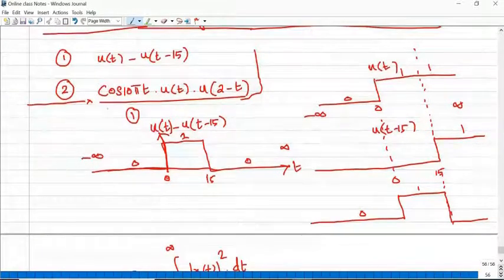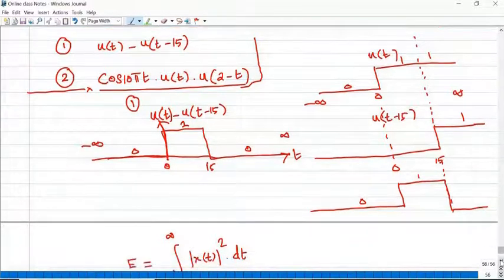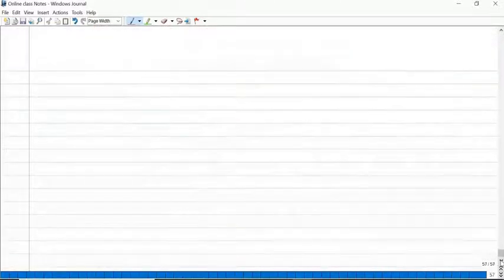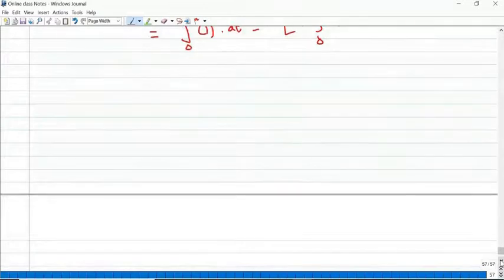Second example: sketch the signal carefully. Cos 10 pi t multiplied with u of t multiplied with u of 2 minus t, and then calculate the energy of this particular signal. So sketch the signal carefully. Problem number 2.